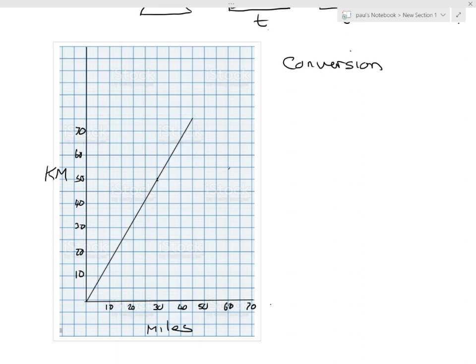So this is all done for you, and we could have a question that says convert 20 miles to kilometers, and the other way around, convert, what should we do, 30 kilometers to miles.